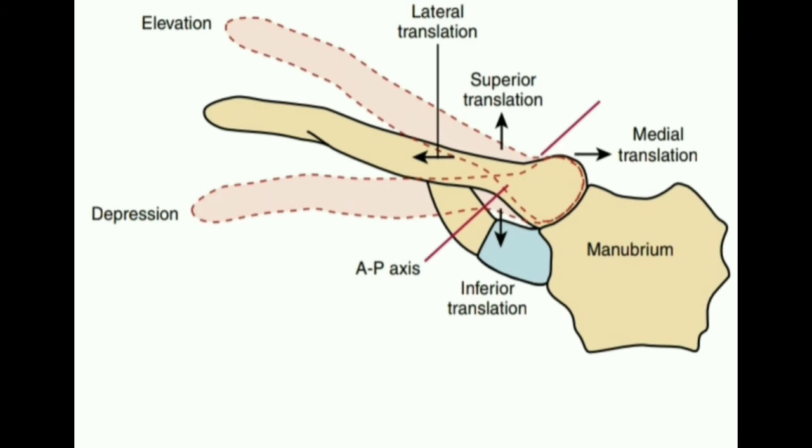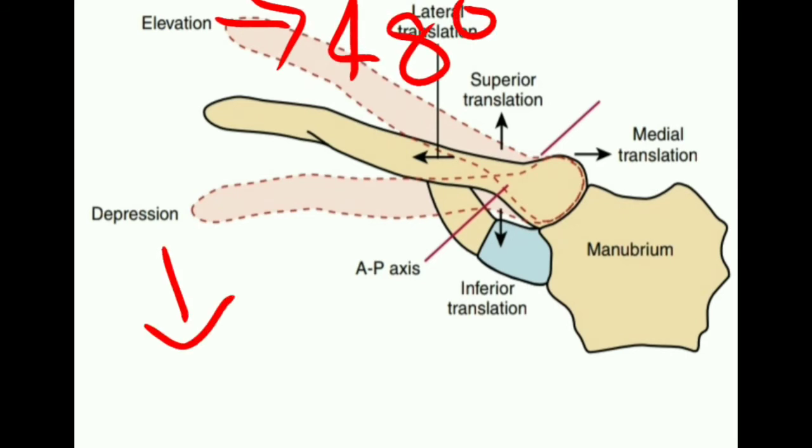So the normal range of elevation is 48 degrees and the depression is less than 15 degrees. Elevation is 48 degrees and depression is 15 degrees.